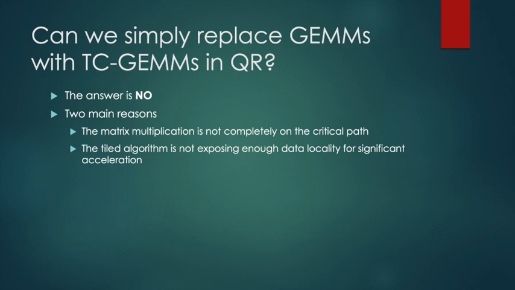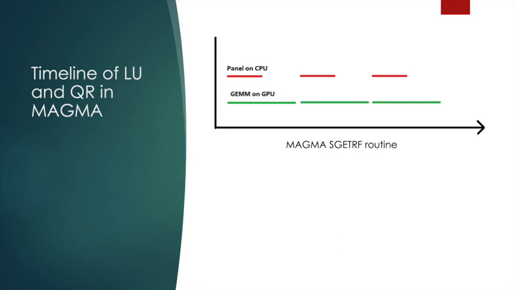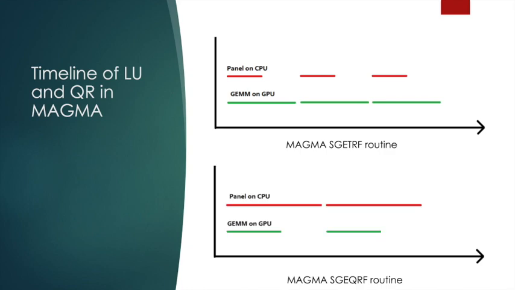In MAGMA LU factorization, the matrix update is performed on GPU while the panel factorization is on CPU. Typically, the execution time of a matrix update is longer than CPU panel factorization. See this figure. If the trailing matrix update is performed on Tensor Core, it's obvious that the overall execution time can be reduced. However, when it comes to QR factorization in MAGMA, things become different. In the second figure, we can observe that the trailing matrix update in block Householder QR can be perfectly overlapped by the panel factorization.